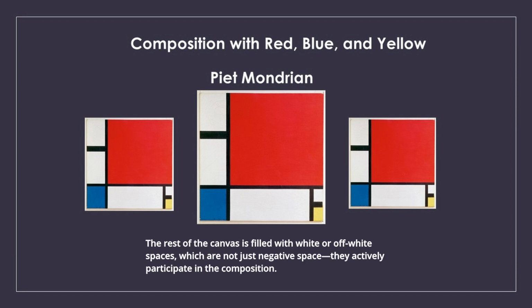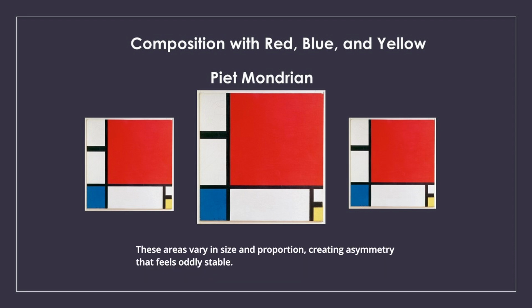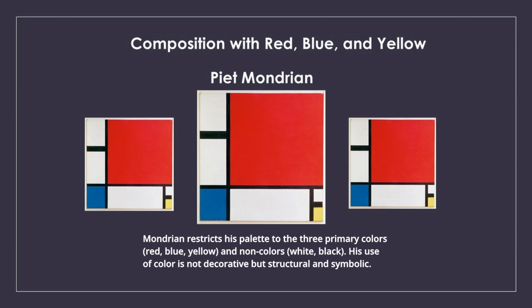The rest of the canvas is filled with white or off-white spaces, which are not just negative space, they actively participate in the composition. These areas vary in size and proportion, creating asymmetry that feels oddly stable. Mondrian restricts his palette to the three primary colors: red, blue, yellow, and non-colors, white and black.